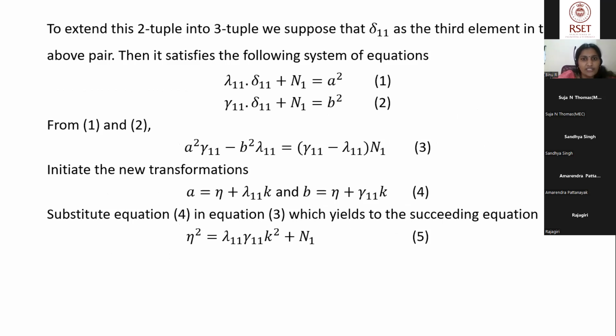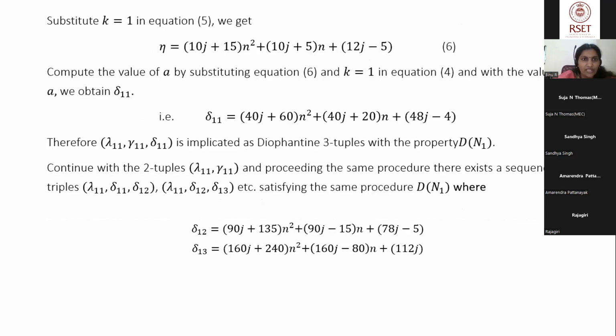So it satisfies the following system of equations: lambda 11 into delta 11 plus n1 is equal to a square, gamma 11 into delta 11 plus n1 is equal to b square. From equations number 1 and 2, I obtain the result number 3. With a new transformation, I obtain a is equal to eta plus lambda 11 k and b is equal to eta plus gamma 11 k. Substitute equation number 4 in 3. So I obtain eta square as lambda 11 gamma 11 k square plus n1. Substitute k as 1.